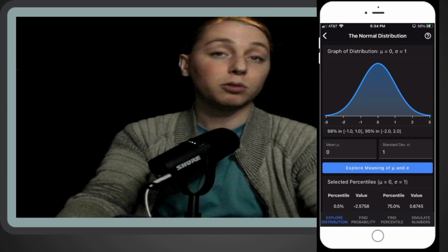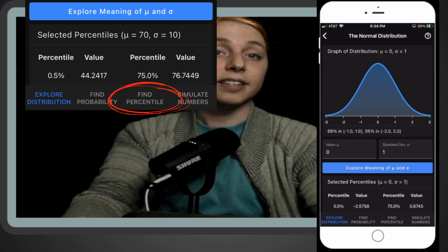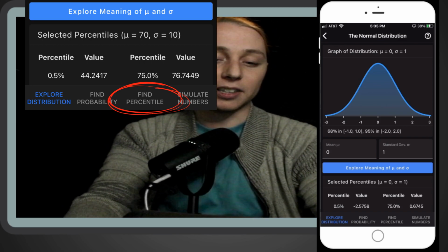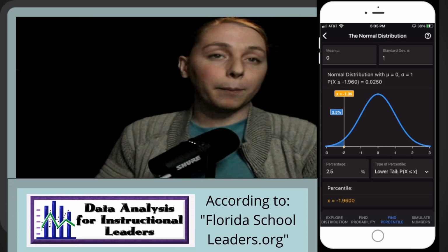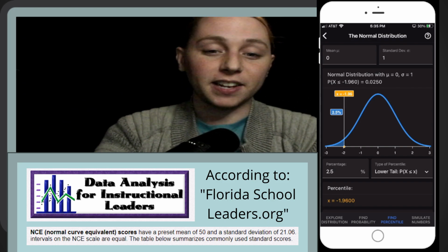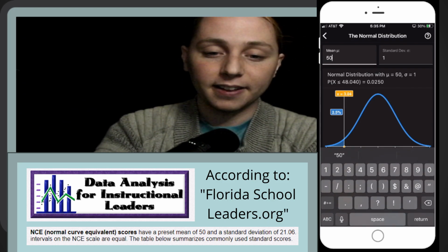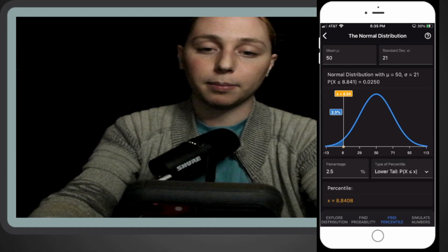At the bottom of the page, remember we have explore distribution, which we've been using, find probability, which we used in the last section, find percentile, which we're going to use now, and simulate numbers, which we'll go over in a little bit. Let's move past the find probability section and head over to the find percentile section. The real mean on the FCAT test, according to the internet, is 50, so let's put that in, with a standard deviation of 21.06.